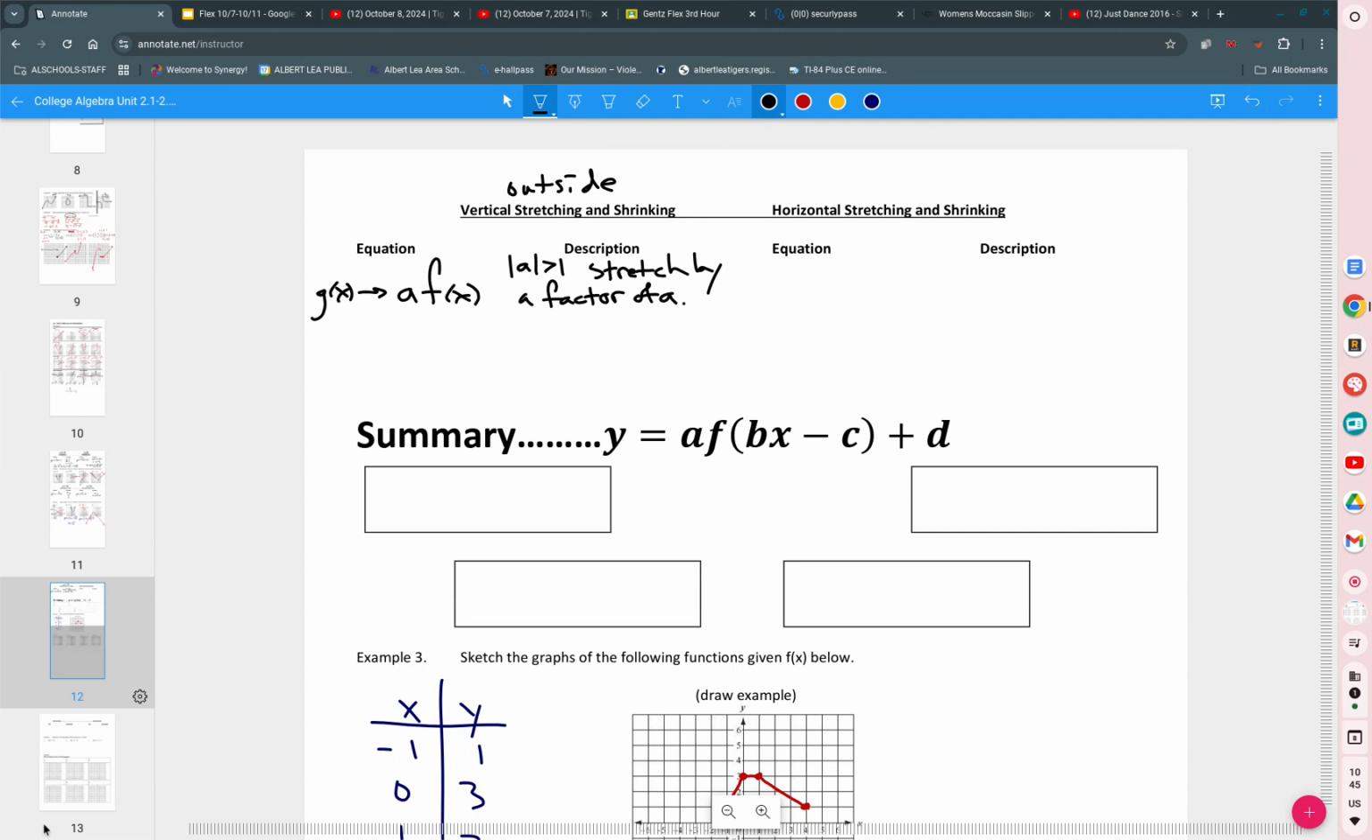Suppose that you have a number that's smaller than 1 on the outside. Suppose that the absolute value of a is less than 1. So suppose you had like a 1/4 on the outside. Will it make it bigger or smaller? Smaller. It's going to shrink it. So when it's on the outside, it does exactly what we think. If it's a number that's bigger than 1, it makes it bigger. If it's a number smaller than 1, it's going to make it smaller. Simple as that.